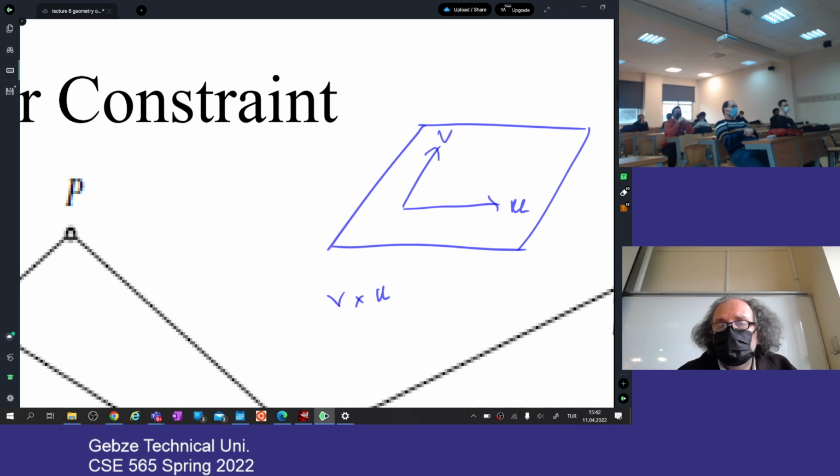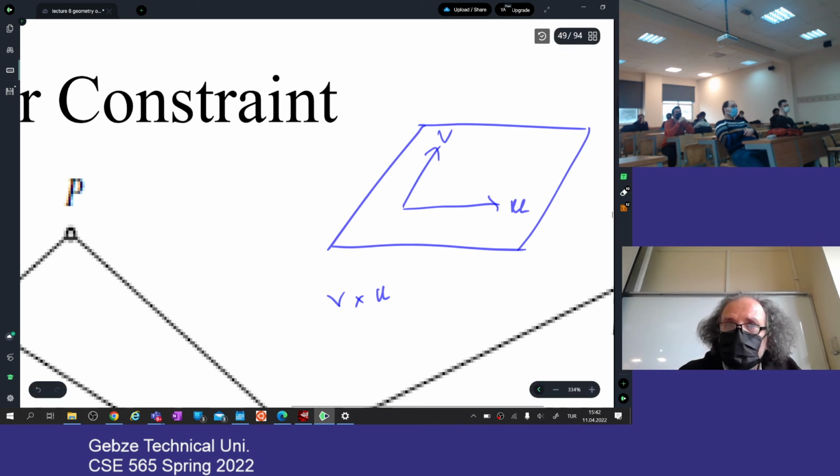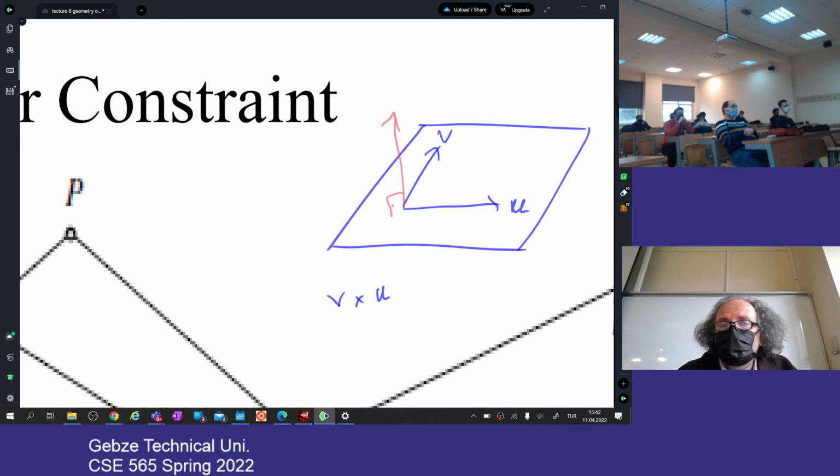If you take the cross product of two vectors on the same plane, then what happens? You get a vector perpendicular to these two. So it would be perpendicular to this plane, and it will be a new vector z.